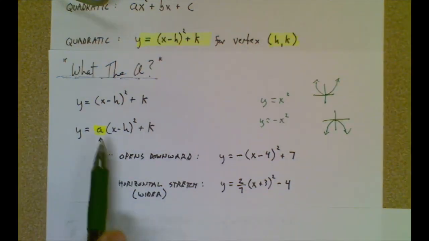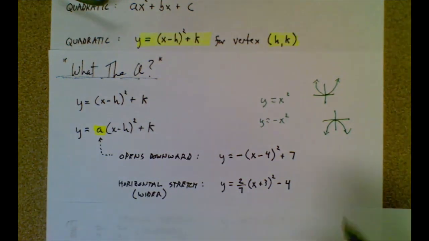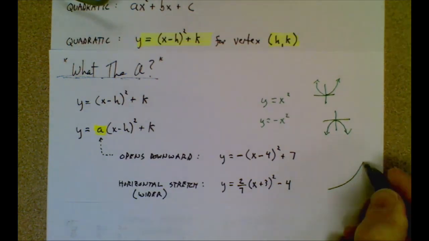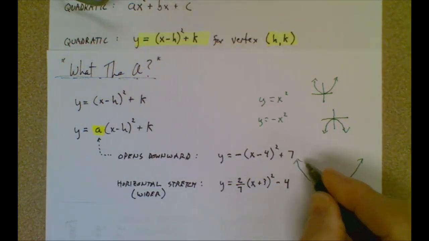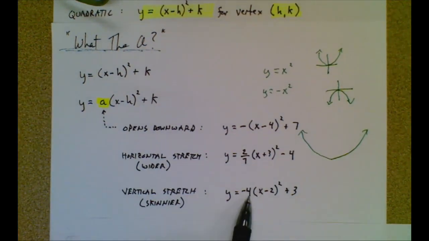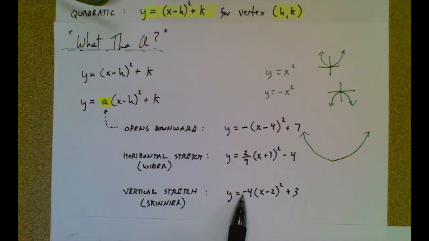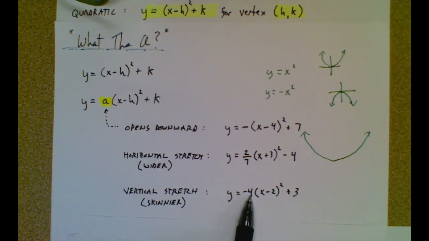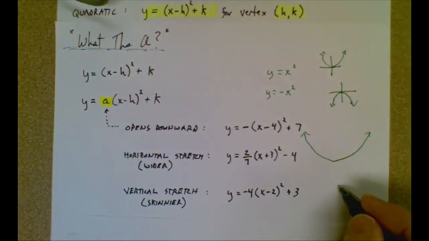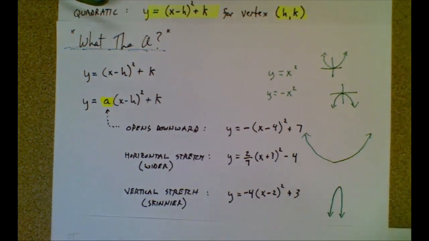If you see that a written out here as a fraction less than 1, then you know you're going to have a horizontal stretch or a wider parabola. So it would be more like this. And then finally, if you see that a being bigger than 1, then you know you have a vertical stretch, or it's a skinnier graph. In this case, it would be a negative, so opening downward, and skinny. So the vertical stretch would make that parabola very skinny.